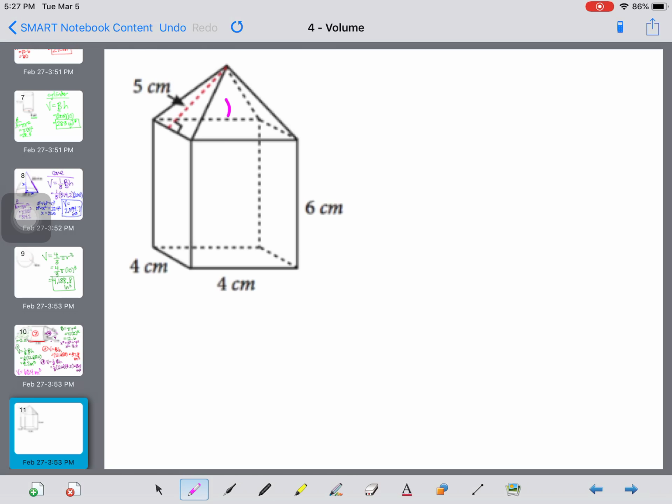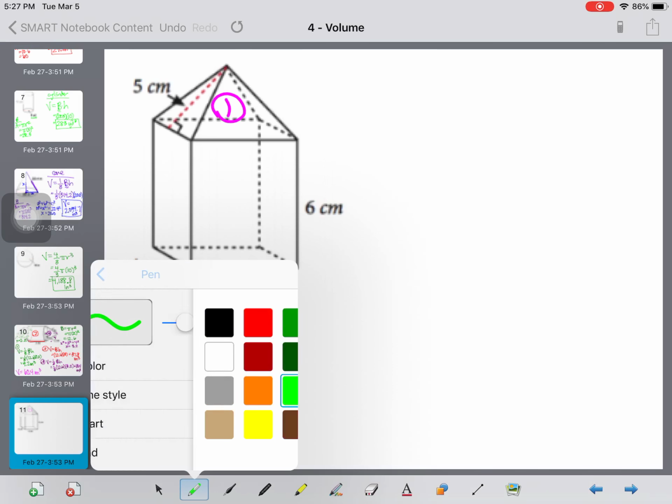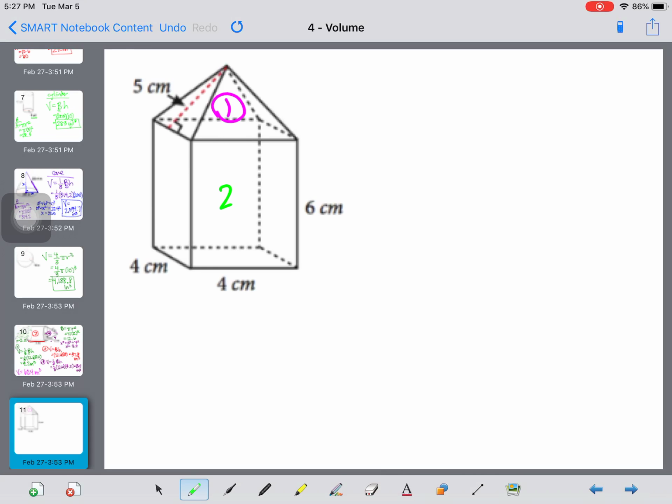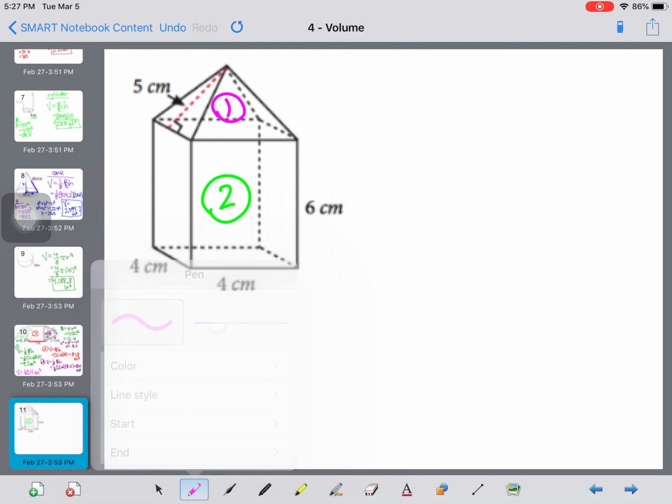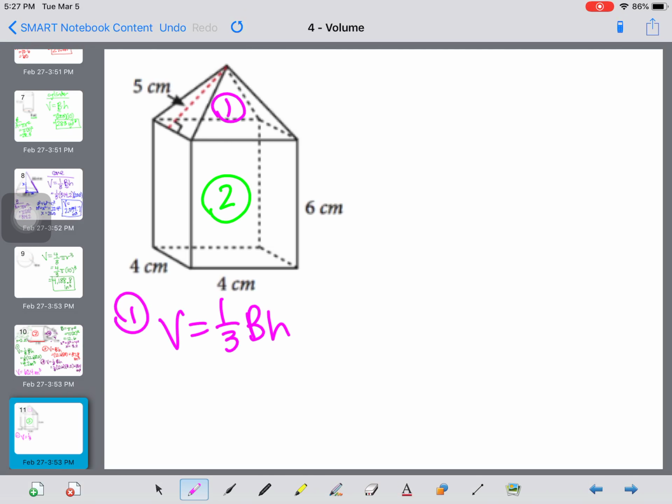For this one, I have 2 regions. I have this pyramid on top, and I have this prism on bottom. So for my pyramid, its volume is 1/3 big B times little h. My big B is whatever the base is. Again, these have the same bases, so I can go ahead and just find big B one time. Since they are squares, it's base times height.